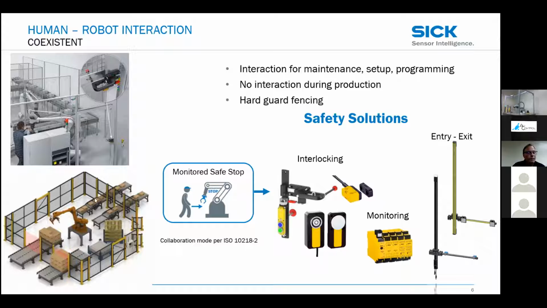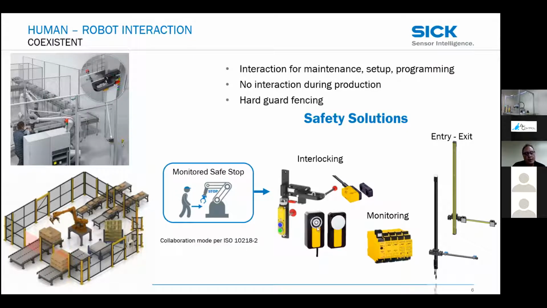It'll be a robot that's behind a cage. You'd have light curtains for in-feed and out-feed, typically using muting. And then you would have doors, and your doors would be locked. So we have door interlocks.